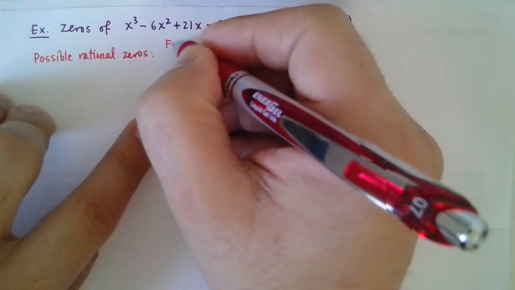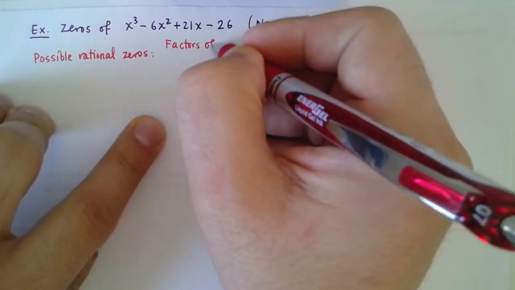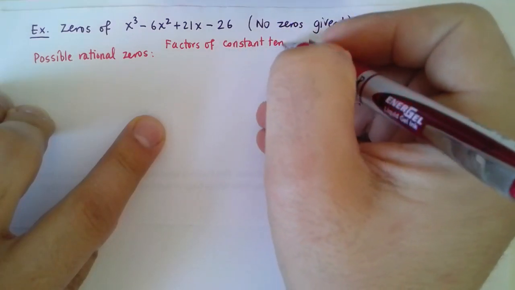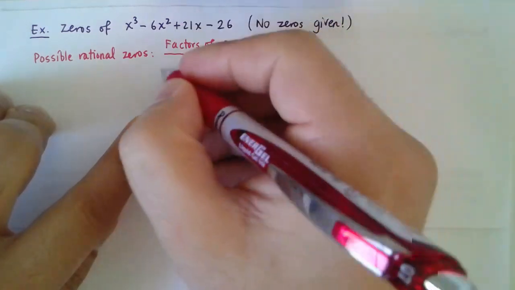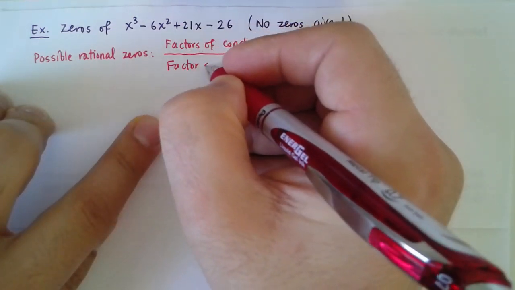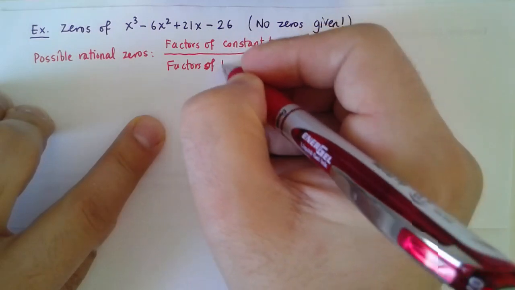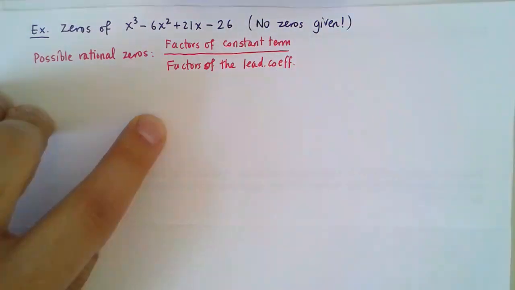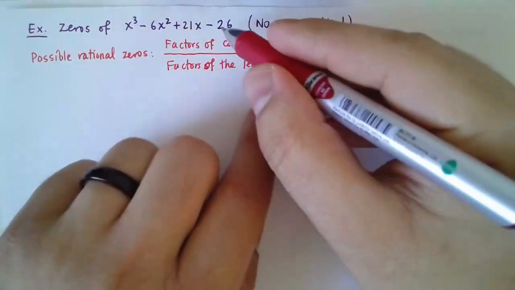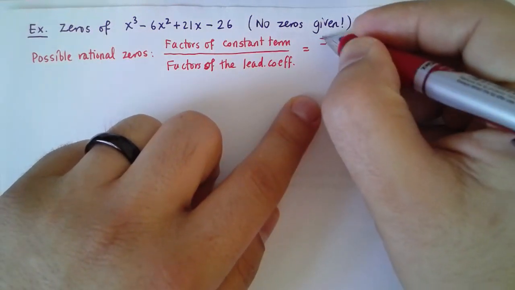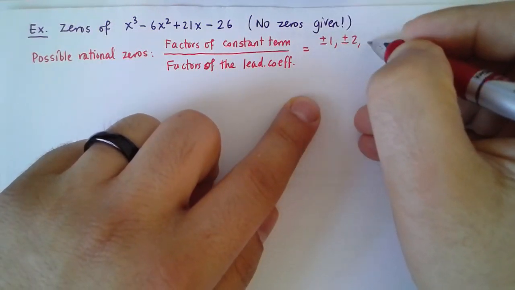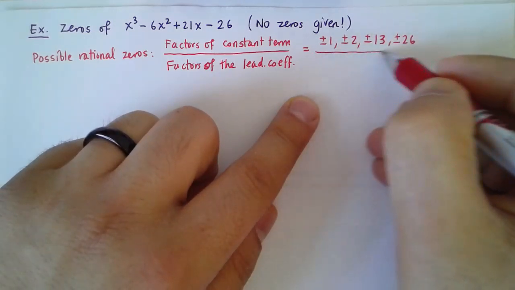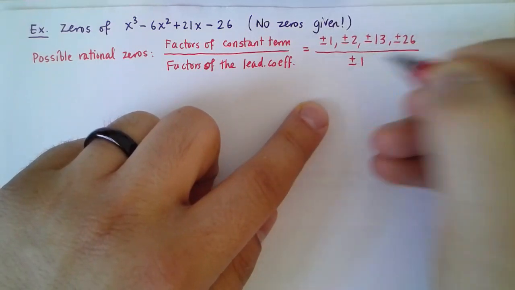This is how we find it. It's the factors of the constant term divided by the factors of the leading term, the leading coefficient. So in this case, you look at factors of -26. That's plus or minus 1, plus or minus 2, plus or minus 13, and plus or minus 26, divided by the factors of the leading coefficient, which is just plus or minus 1.